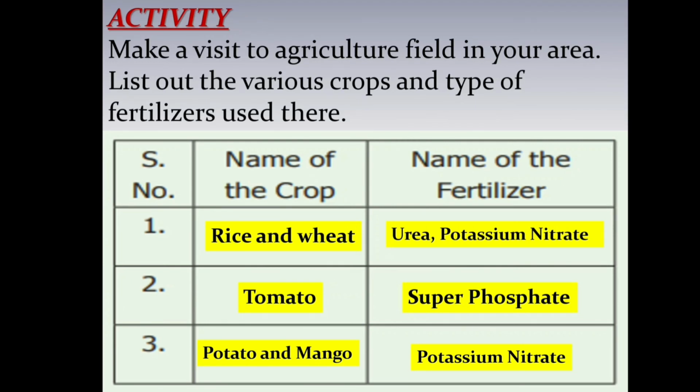Activity: make a visit to an agriculture field in your area. List out the various crops and the type of fertilizers used there. I have given you three examples. For rice and wheat, the fertilizers are urea and potassium nitrate. For tomato, it is superphosphate, and for potato and mango, it is potassium nitrate.